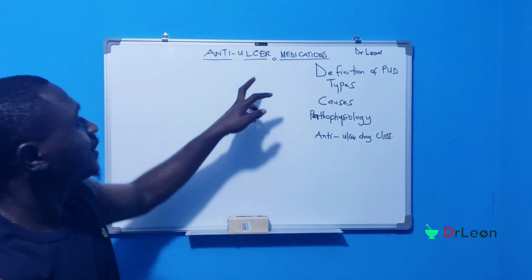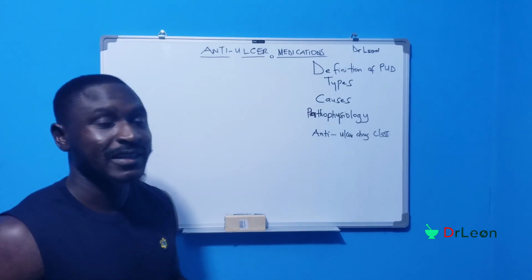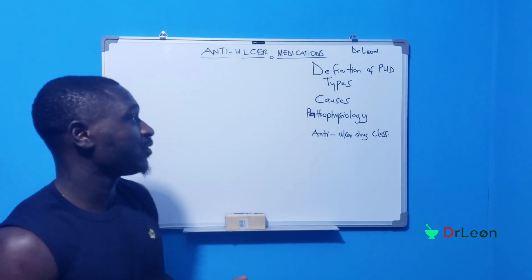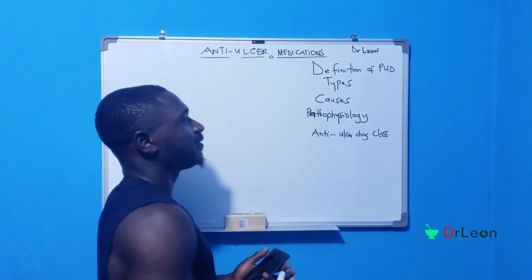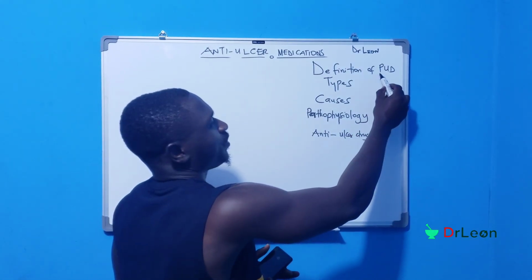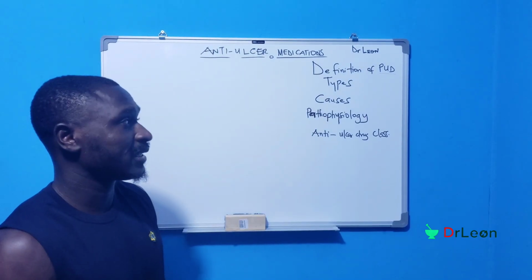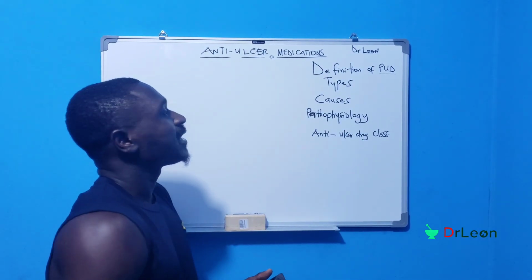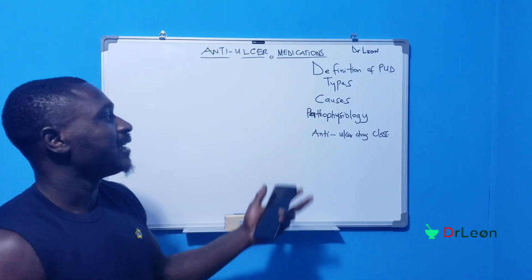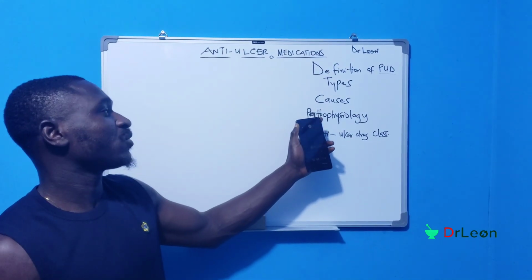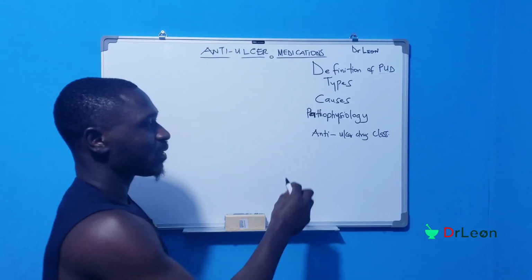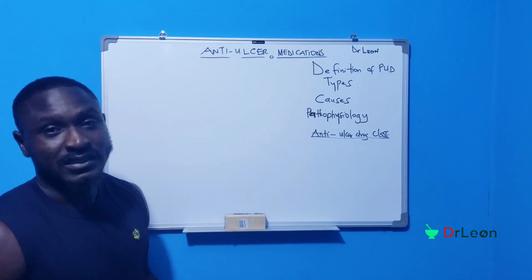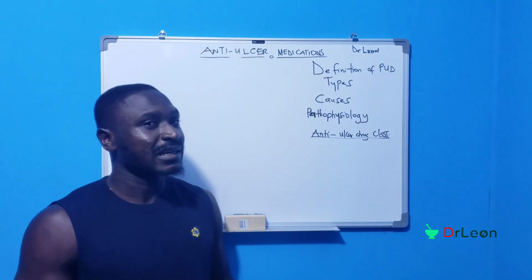Today we are going to talk about anti-ulcer medication, and our outline for this video will be simple. We'll talk about the definition of what we call PUD, which is peptic ulcer disease, the types, what actually causes the disease, and then how it comes about. That's the pathophysiology. Then we go to our main topic, which is the ulcer drugs, the anti-ulcer medication. We talk about the classes.